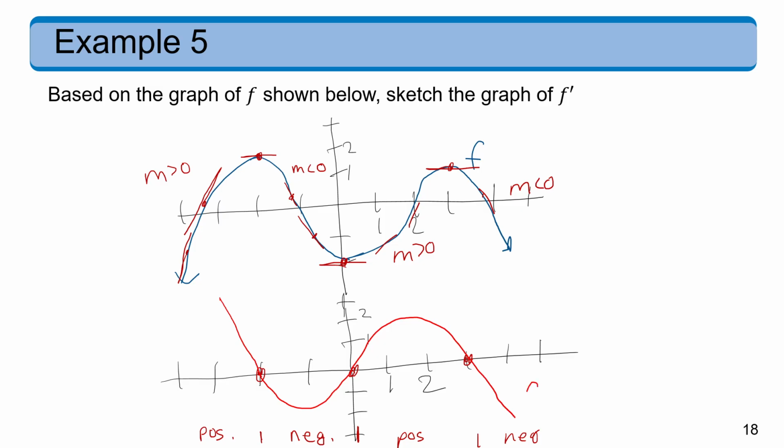Now this is just an estimate of f prime. We haven't spent enough time figuring out how high these arcs go. Right? We're just getting a general idea with this type of graph.